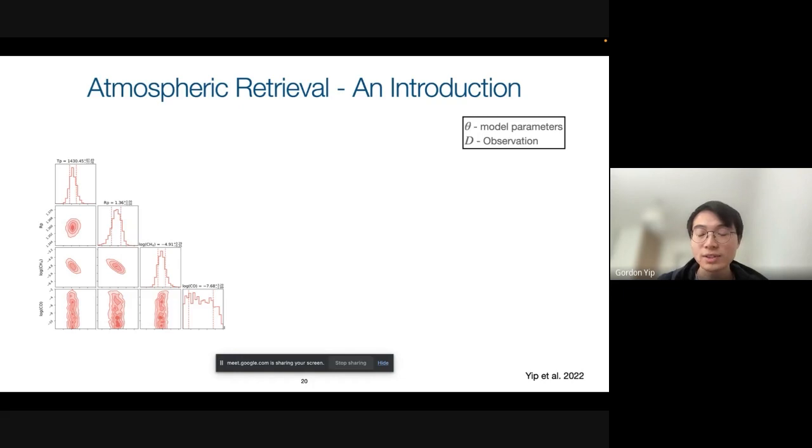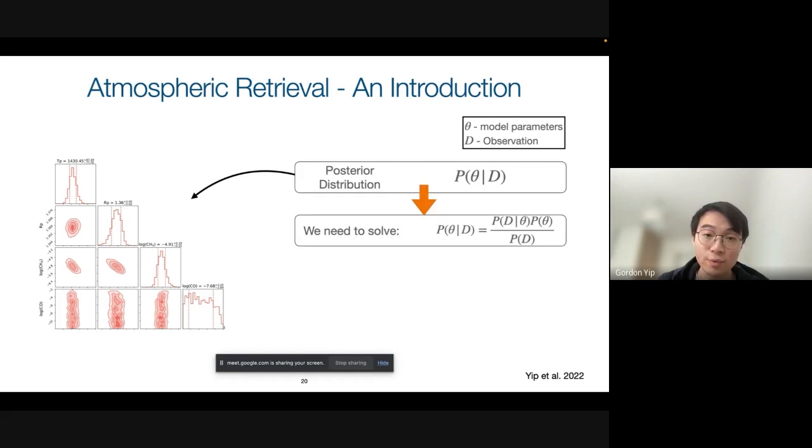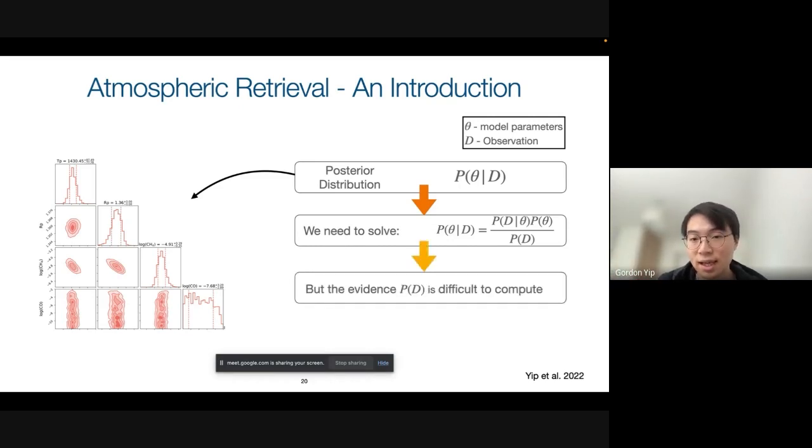So just a very brief intro on atmospheric retrieval. This is the posterior distribution that we have, and we need to solve a Bayesian formulation in order to get to that. But it's difficult because it's easy to compute the likelihood and the prior, which are the terms in the numerator, but the denominator is the evidence, and the evidence is difficult to compute and it's intractable when you have a lot of parameters.